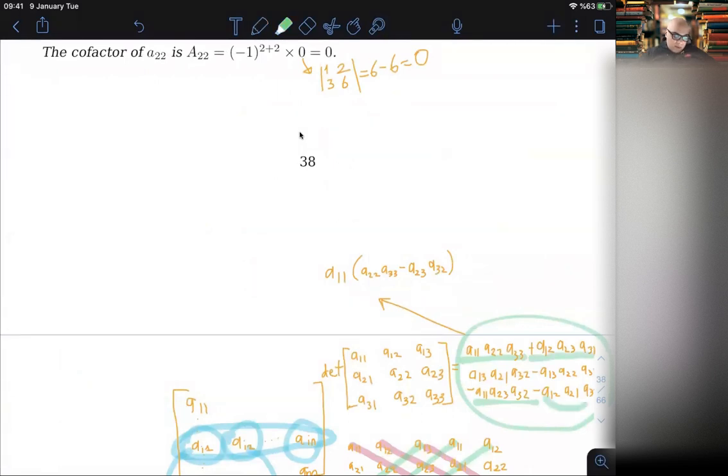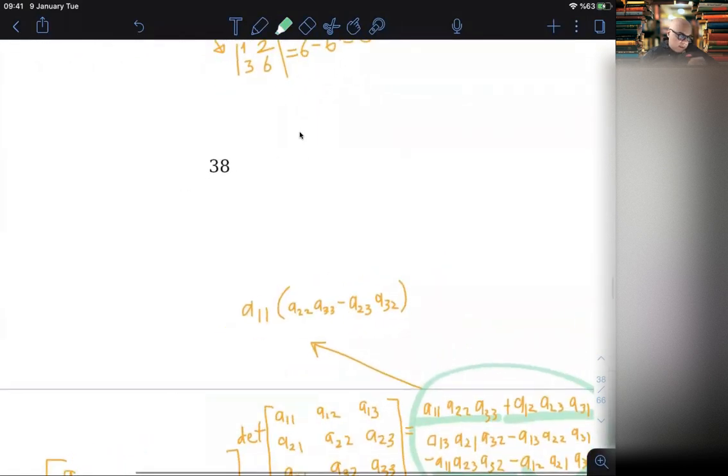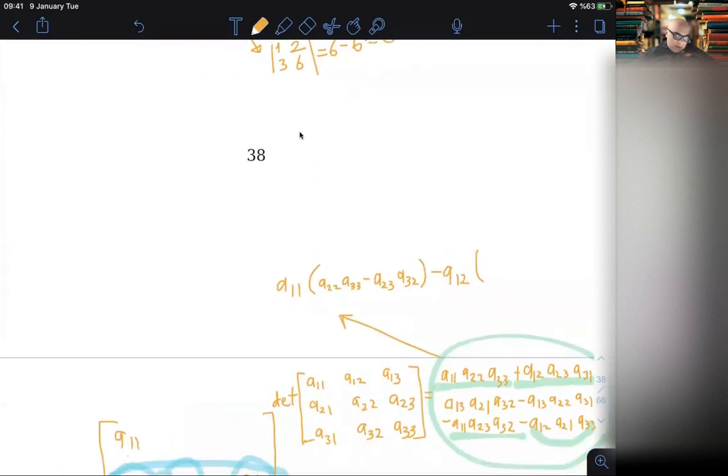So I have this one and this one. Let me try to write it with a minus sign, so the minus sign will come clear. So I have with the minus sign this part, right? These two terms, which is A21 and A33, minus I have these two terms, A23 and A31.